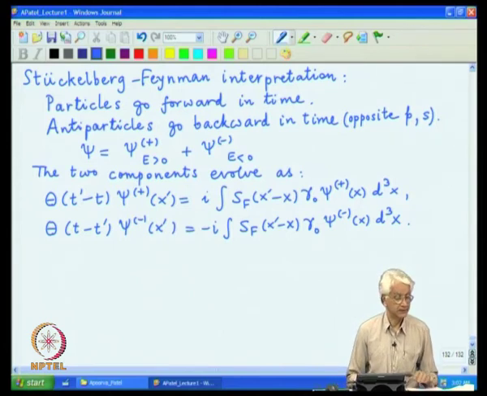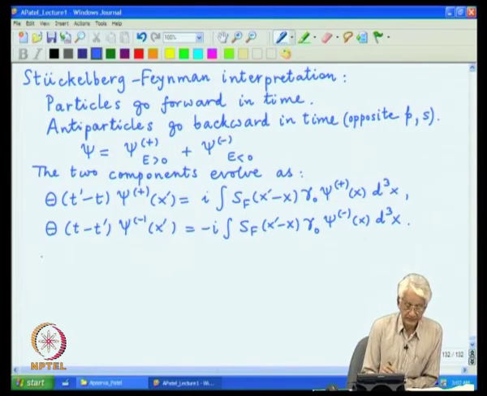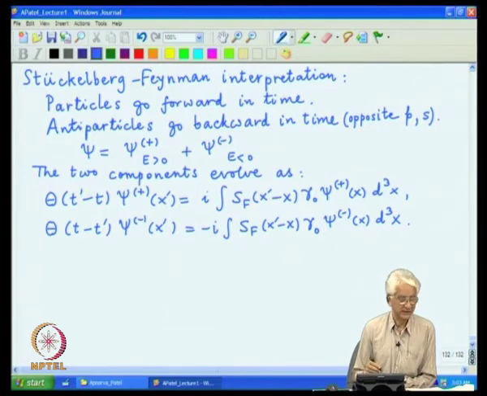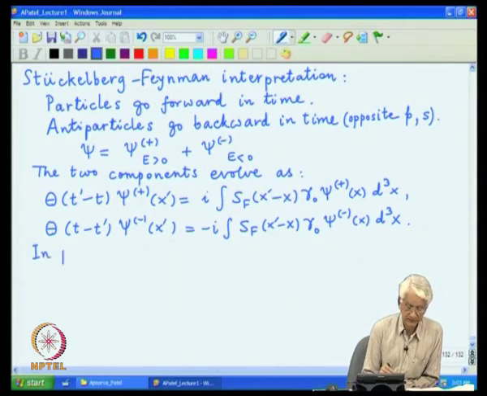Now, we can bring the interactions in. The full equation is only slightly different than the free particle equation, in the sense that instead of the free Hamiltonian H 0, now we will use the full interacting Hamiltonian, which is H 0 plus H interaction. So, one can again write down the equation in presence of interaction.